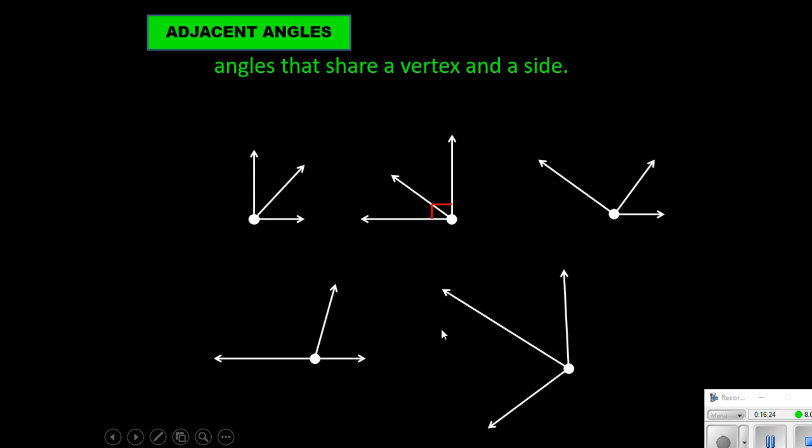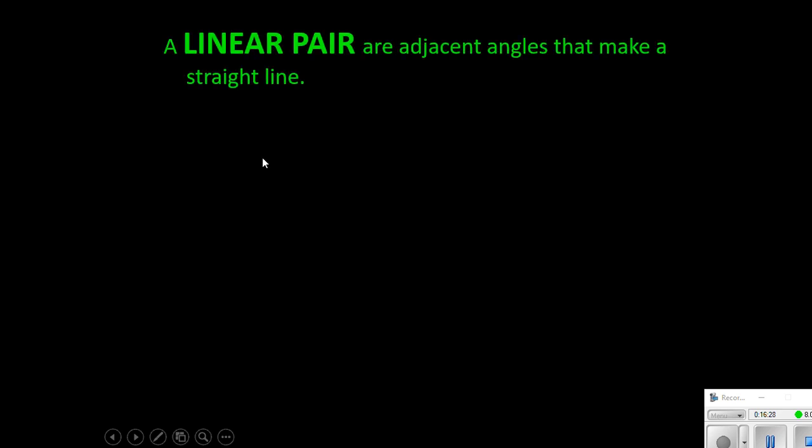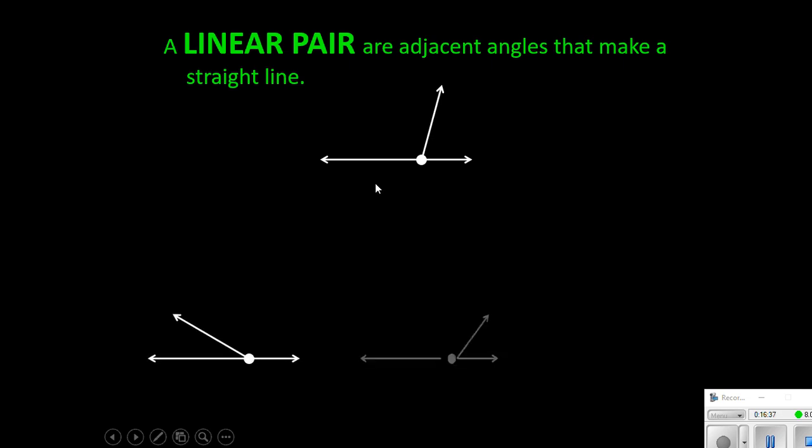If our adjacent angles make a straight line, we call that a linear pair. That means a line pair, two that make a line. And it looks like this. We have one straight line broken up into two angles. And these are all examples of linear pairs. It's a straight line broken up into two angles. So adjacent means just next to each other, but if they're next to each other and making a straight line, we call them a linear pair.